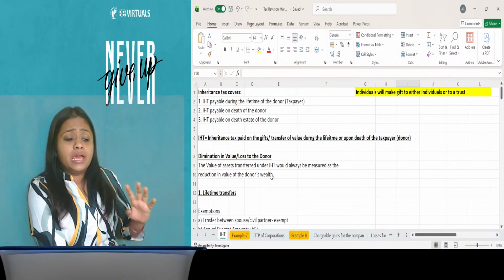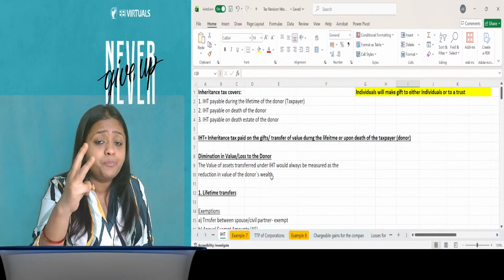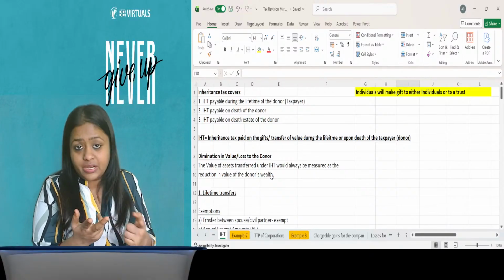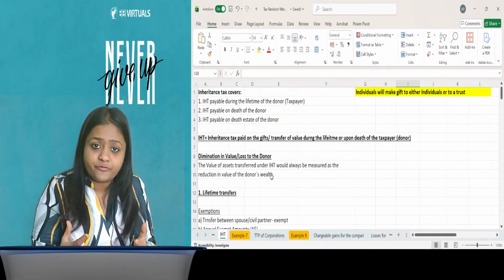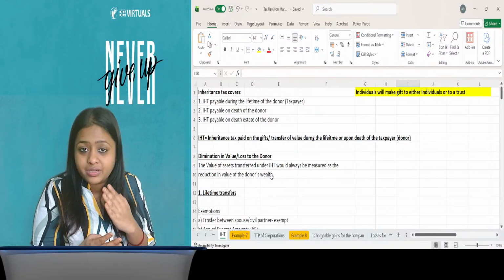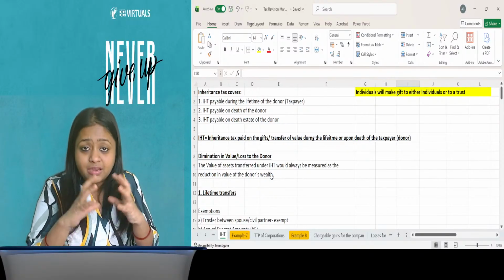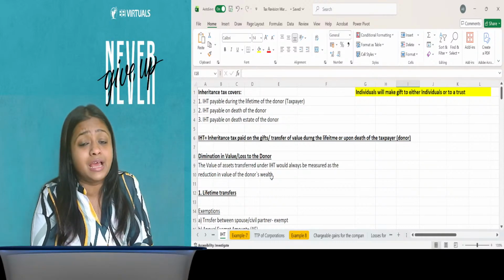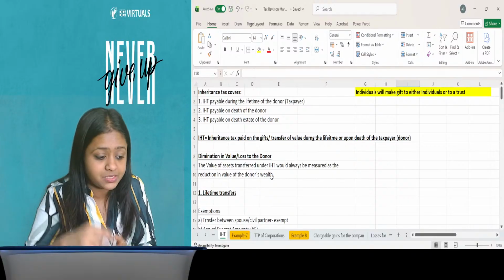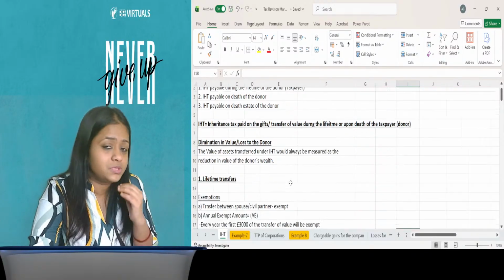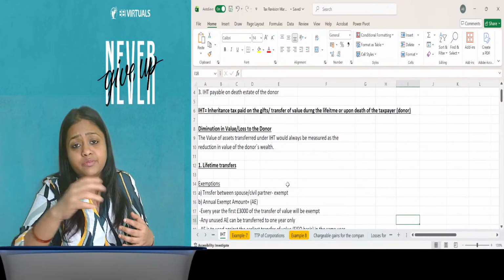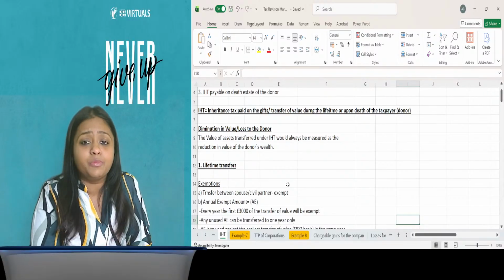So now we know inheritance tax is calculated at 3 pointers. Number 1 is lifetime tax, during the lifetime of the donor, on the lifetime transfers, then again on the lifetime transfers death tax may apply. Third is IHT on death estate, that is when the taxpayer dies and the assets are passed on as a part of his estate. Okay, now let's first cover what are lifetime transfers. Number 1, lifetime transfers are those transfers that are made out of love and affection from one individual to another individual or to a trust during the lifetime of the donor.